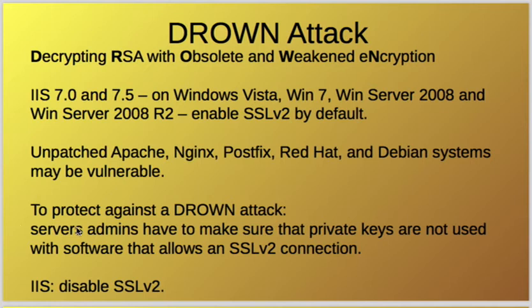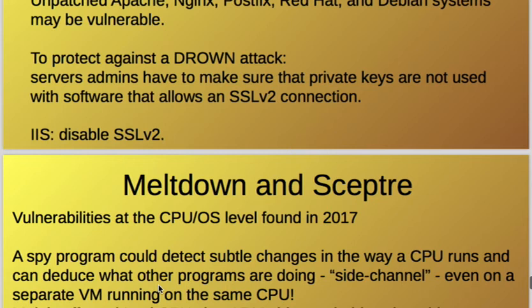So to protect against a DROWN attack, server admins have to make sure that these private keys are not used with software that allows an SSL v2 connection. In IIS, what you have to do is just disable SSL v2, and just about most servers that you run into have done that. They no longer use SSL v2 because there's hardly any clients that will use it. There's no reason to have it.